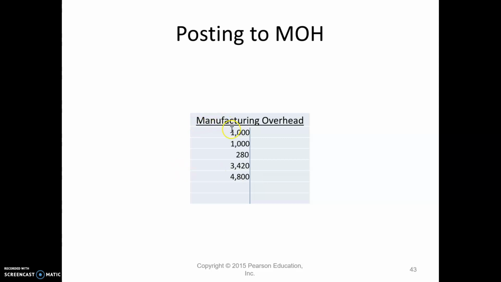So we'll see, as we're incurring expenses, we debit manufacturing overhead for the actual expenses. And in my next video, I'll explain how we allocate the overhead to the jobs. And when we allocate the overhead to the jobs, we will credit manufacturing overhead.